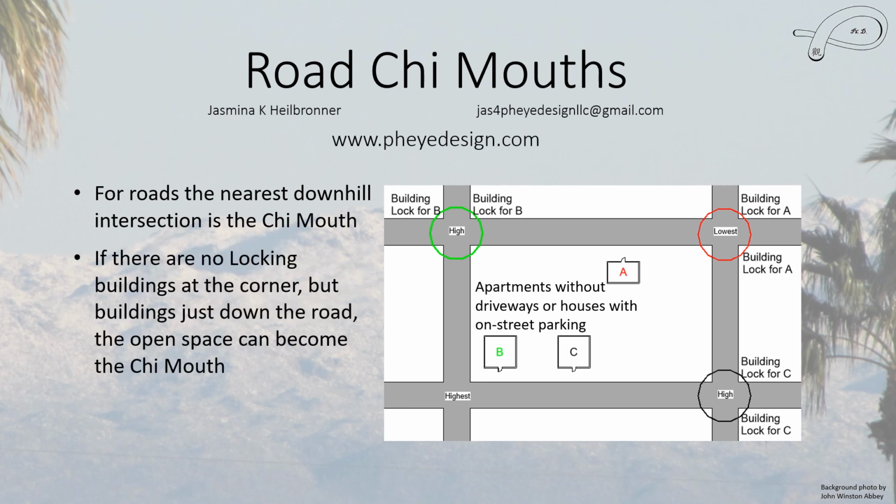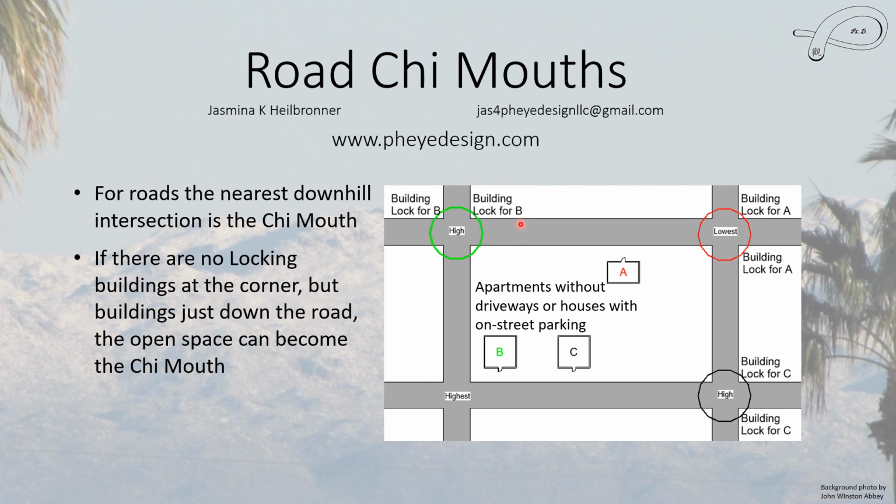Now, if there is no locking, let's say one of these buildings were missing, say this one was missing. Maybe they took down this building and are going to build another later. In the meantime, there's a building here and a building up here. This open space, as long as it has these two buildings beside it that can act as a lock, could become the chi mouth.